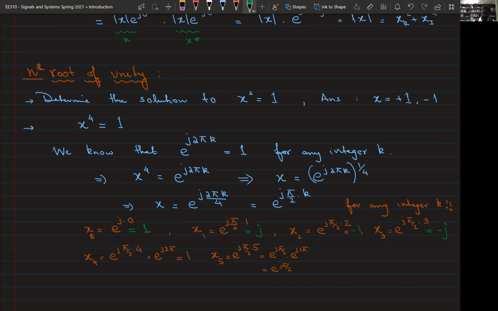Okay? And this solution again comes back to 1. This solution, at 12, comes back to j, and so on and so forth. Right? So the unique solutions are only 4.